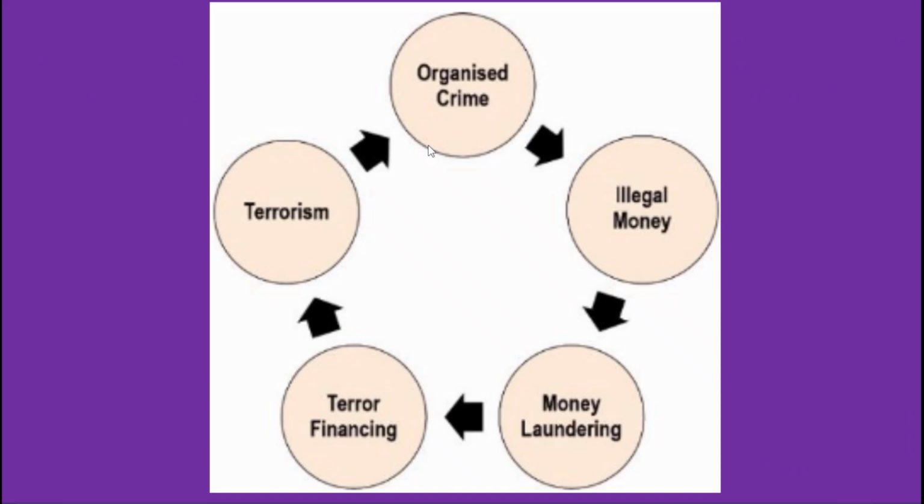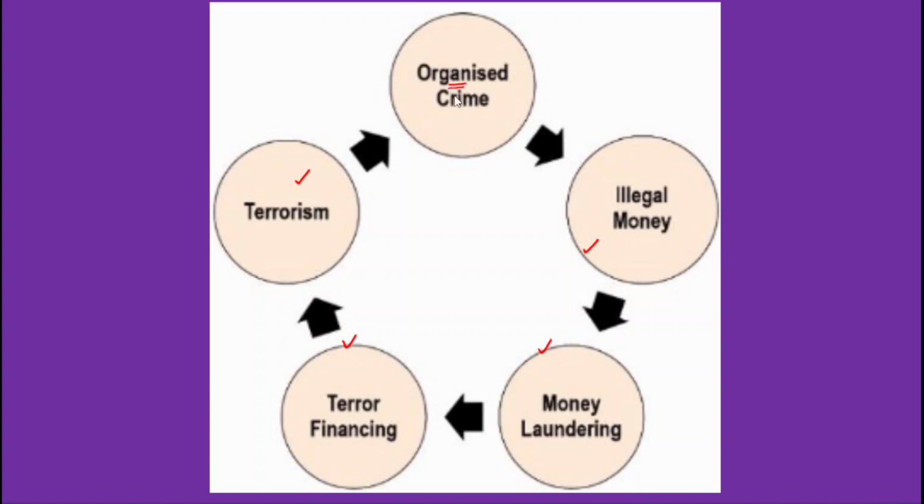Now in this context, there are different organized crimes. Okay, so what are those? Terrorism, terror financing, money laundering, illegal money. So here a linkage has been established between organized crime and terror networks.